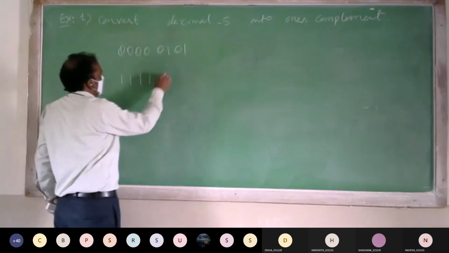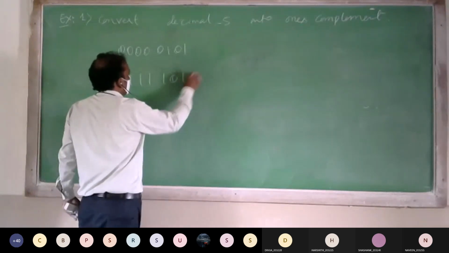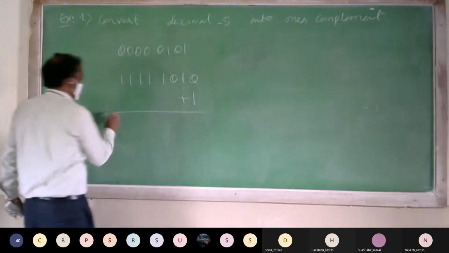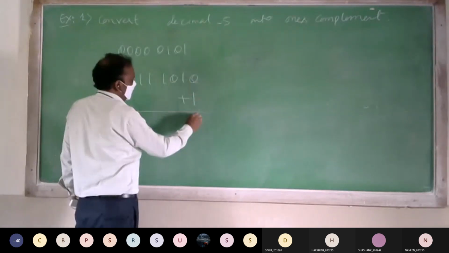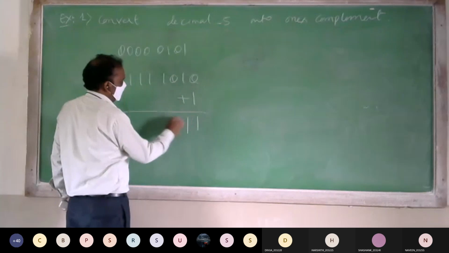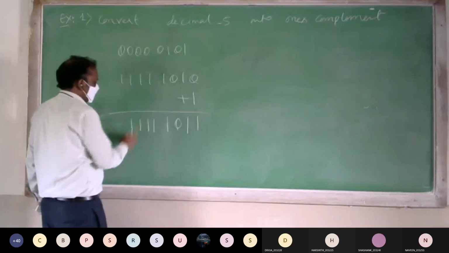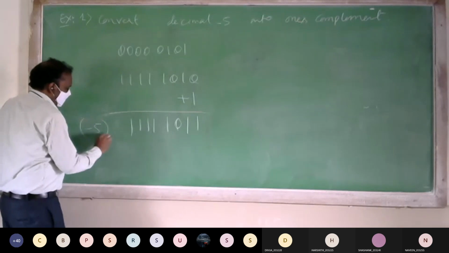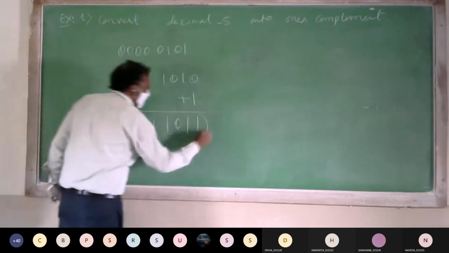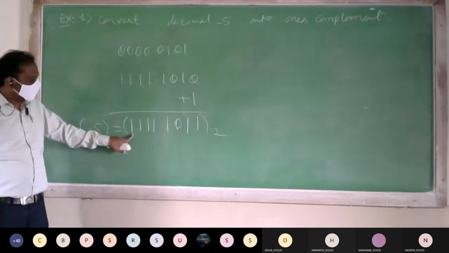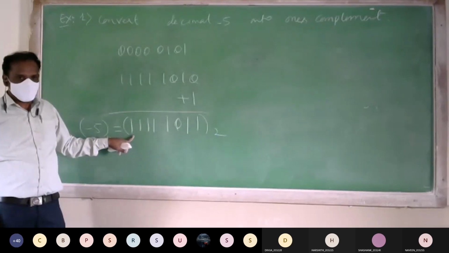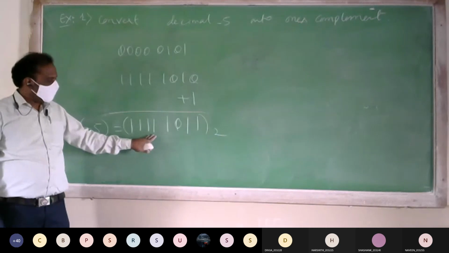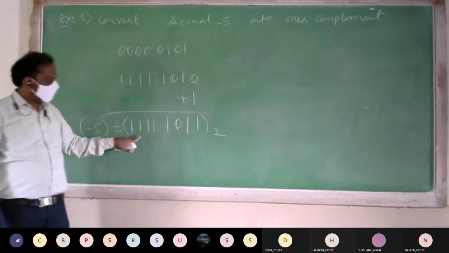So, 1, 1, 1, 1, 1, 0, 1, 0. This is 1's complement. Add 1. 0 plus 1, 1. Nothing is there means just add those numbers. This is minus 5 in binary. Minus 5 means computer will store this much number. This is minus 5.